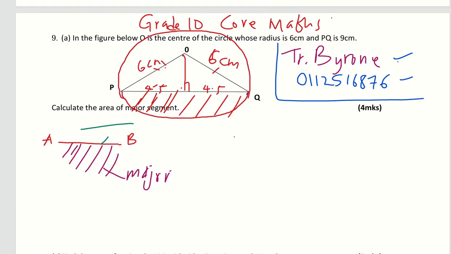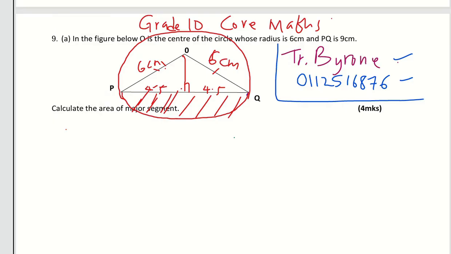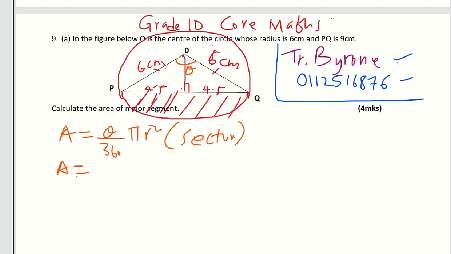Now we'll use these formulas. In order to get the area of the segment, first of all, we start with the area of the sector. The area of the sector is given by theta all over 360 times pi r squared, where theta is simply the angle subtended at the center by this particular sector POQ. Then we also need to find the area of the triangle, given by a half times radius squared times sine of theta.